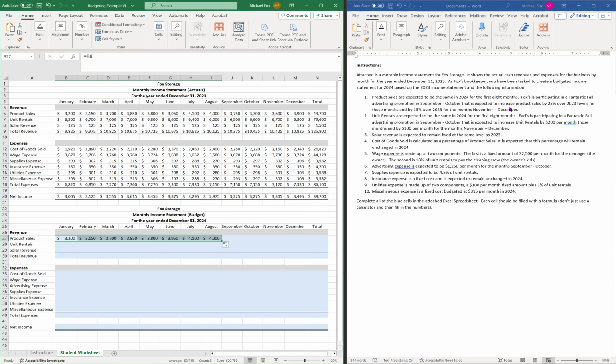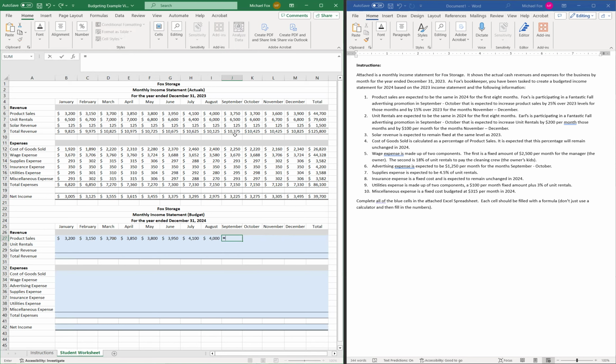Then it says Fox's is participating in the Fantastic Fall advertising promotion for September and October, and that's expected to increase product sales by 25% over 2023 levels for those months, and by 15% over 2023 for the months of November and December. Okay, so here's how I'm going to do this. I'm going to say this cell down here, which is our product sales for September 2024, we want it to show that it is a 25% increase over what the actuals were in September of 2023.